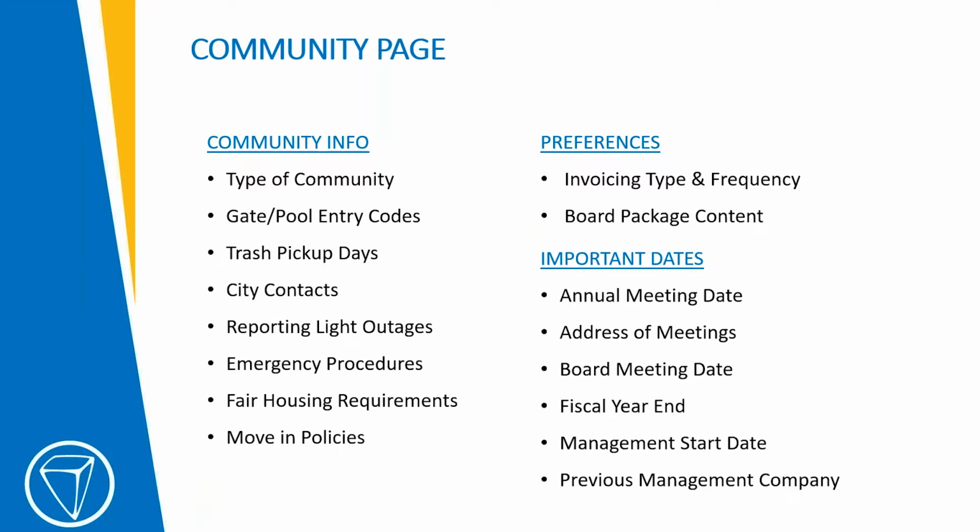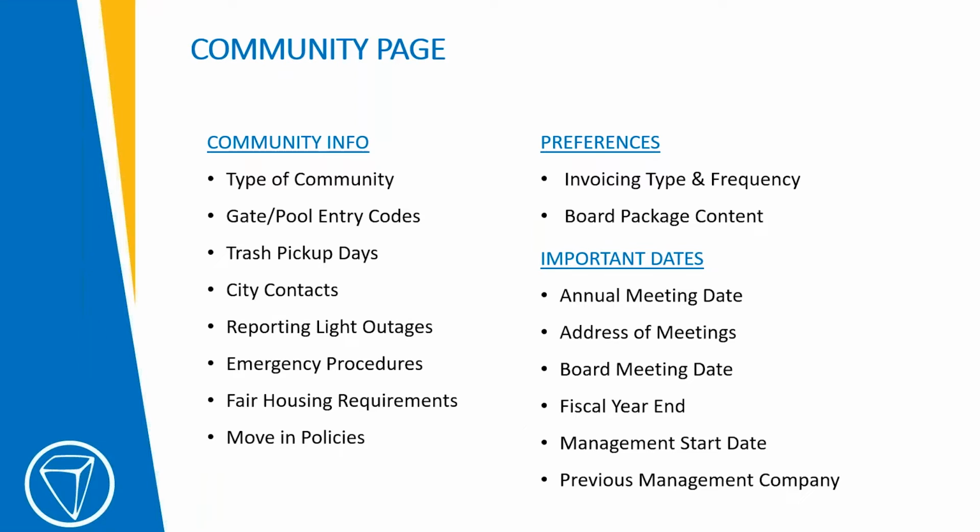And then for billing, invoice type and frequency. They're annual and they want a coupon, or they just want to receive monthly invoices. So those kinds of things can be tracked directly on that community page. And for us, I know multiple boards want different things in their board package. You could even have a list of what the content is.